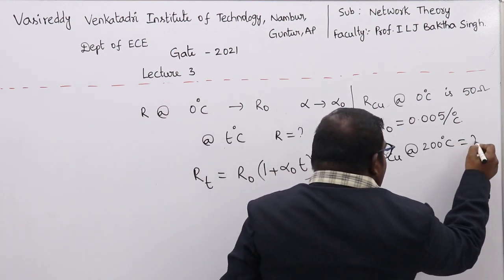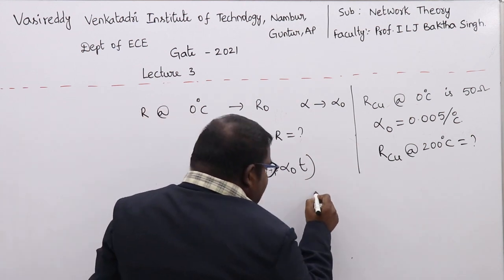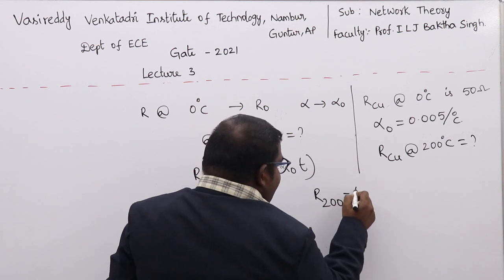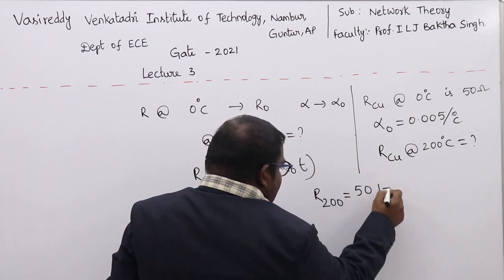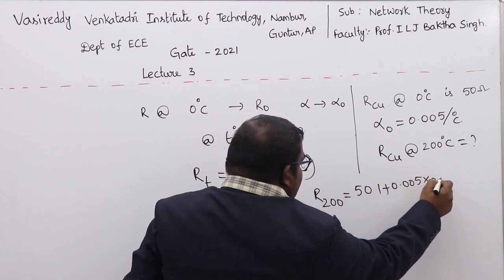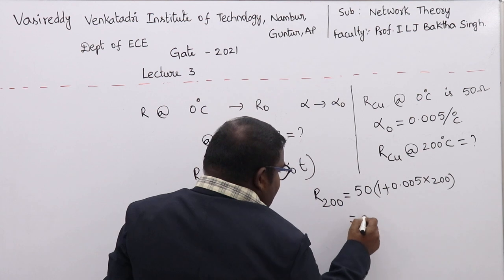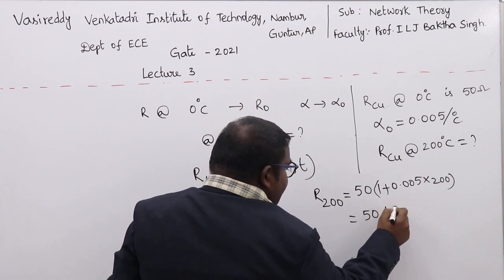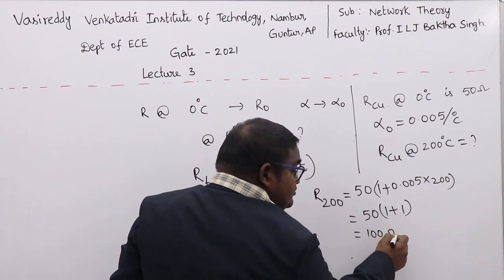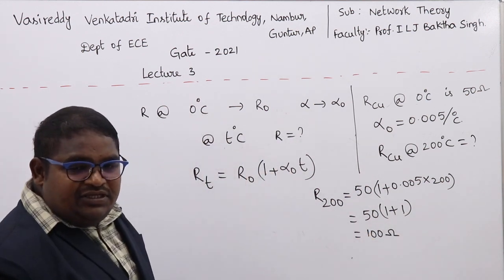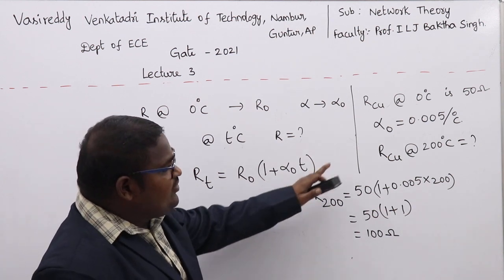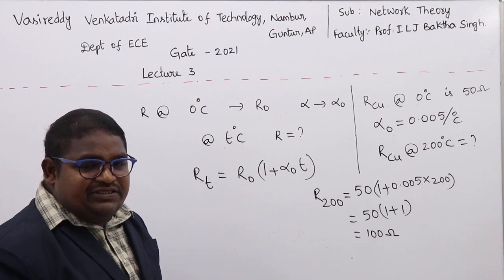Now you have the formula. The same formula you can use. R200 is equal to R0, 50, into 1 plus alpha naught, 0.005, into 200. If you solve this, you get 50 into 1 plus 1, which is equal to 100 ohms. This is the resistance of copper at 200 degree centigrade.